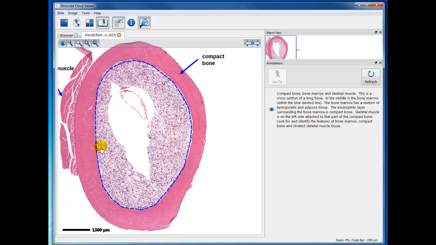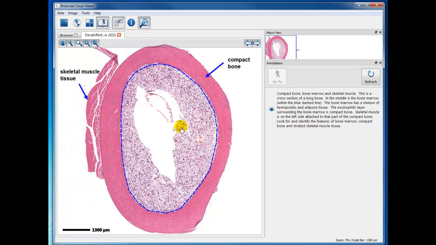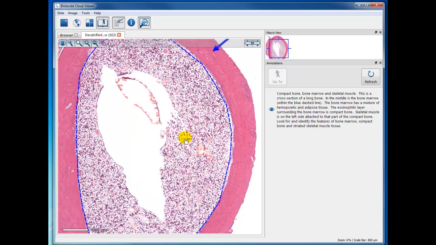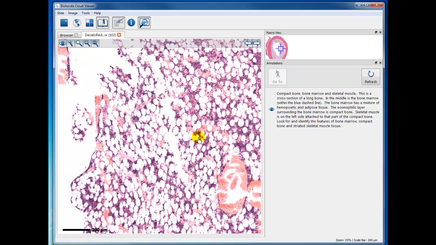So in the center is bone marrow, and around the periphery is compact bone. And this is actually a cross-section of a long bone. And out along the edge is some skeletal muscle, and we'll take a look at that in a moment. So I guess first, in this particular module, you are learning about bone marrow. So let's just take a little higher magnification view of this.